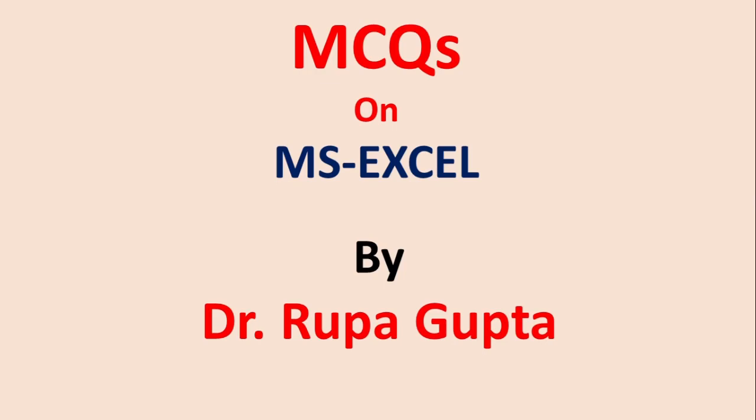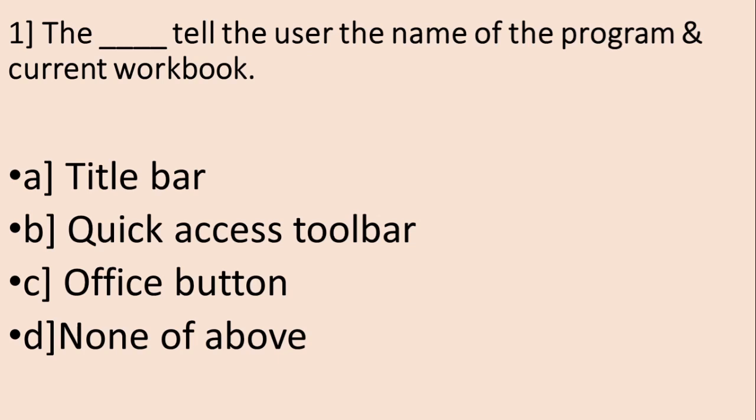So let us start with question number 1. The dash tells the user the name of the program and current workbook. Your options are A. Title bar, B. Quick access toolbar, C. Office button, D. None of the above. And the correct answer is A, that is title bar.